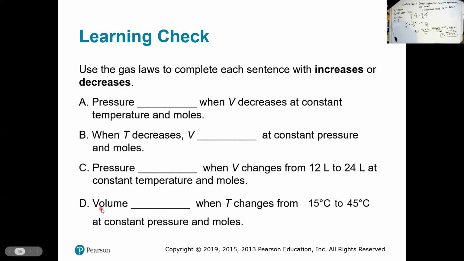And then part D is looking for us to see what our volume is going to do when our temperature changes. And that temperature change is going to be from 15 up to 45 degrees Celsius. So this is describing an increase in temperature, which means that we're going to be looking at an increase in volume as well. Okay.